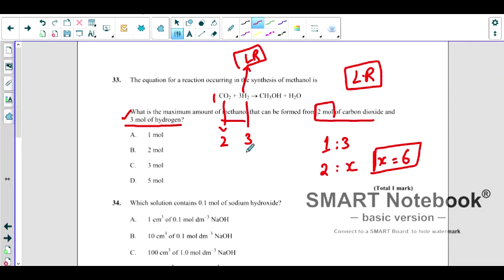Now 3 moles is giving you 1 mole. You also have 3 moles in your stock. So the answer is what? The answer will be 1 mole. How much product will you get? 1 mole of the product.